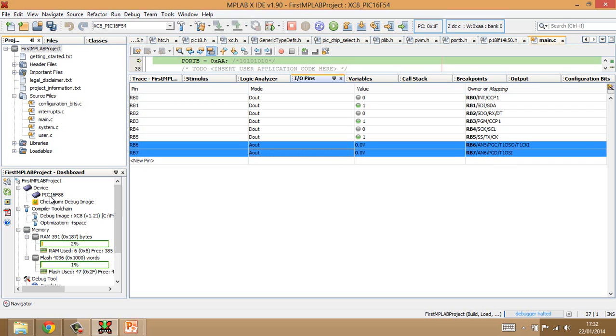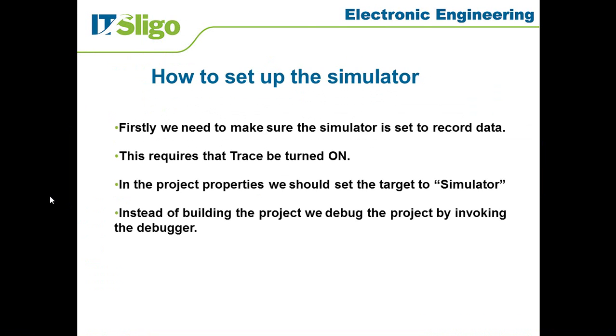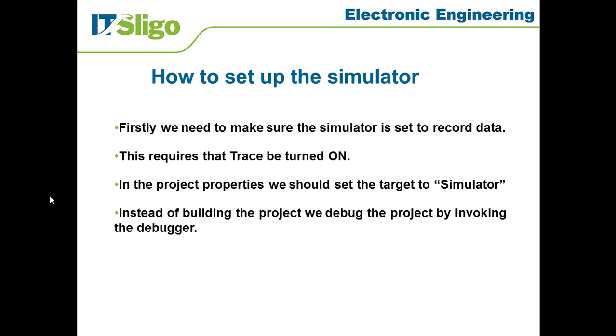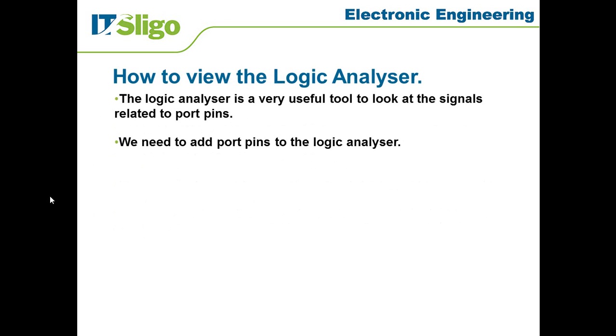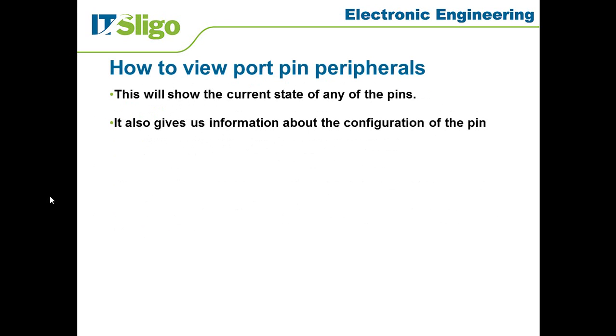Okay, so just to remind you what we covered in this lesson, we looked at how to set up and invoke the simulator, so make sure you know how to do that, and within that we needed to turn on certain settings and so on. We looked at how to view the logic analyzer, and that's a particularly useful device for seeing timing signals and so on to do with the port pins. And we also looked at how to look at the individual port pins themselves, the current value on them, but also the setup. And that's what found us that there was a little bit of a problem, something we didn't take into account because our program is so simplistic and we didn't set up the configuration properly.